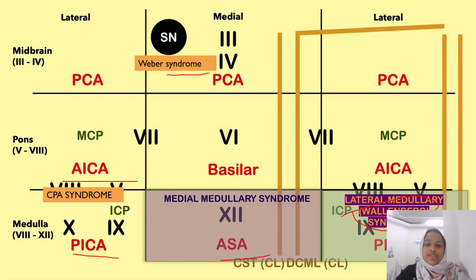Those are the named syndromes. There is also another thing which is called CPA syndrome or CP angle tumor, cerebellopontine angle tumor. Mainly the nerves involved will be fifth and eighth, but as far as brainstem stroke is concerned, we are mainly concerned with this: midbrain, pons and medulla. Medial midbrain is called Weber syndrome. Lateral medullary is called Wallenberg syndrome, and the blood supply is by PICA. That is the main frequently asked question. So this is regarding brainstem stroke.